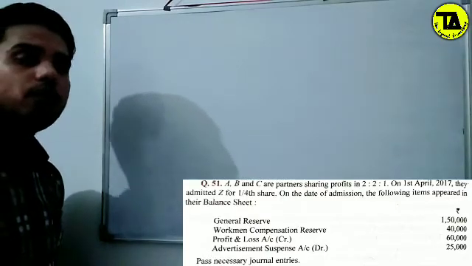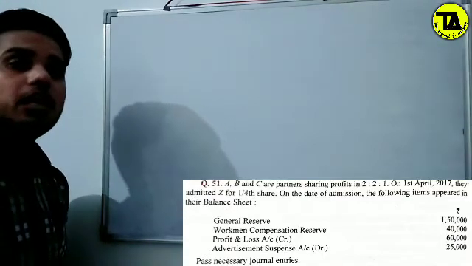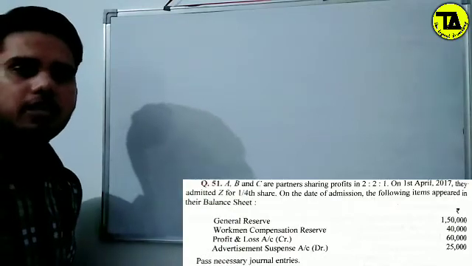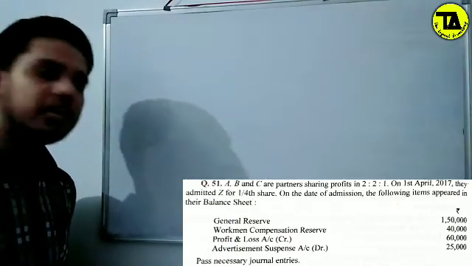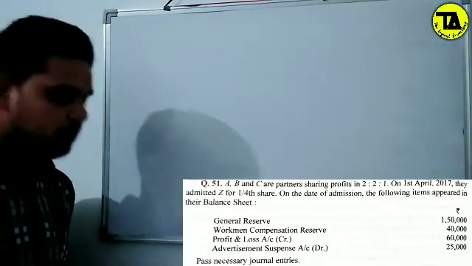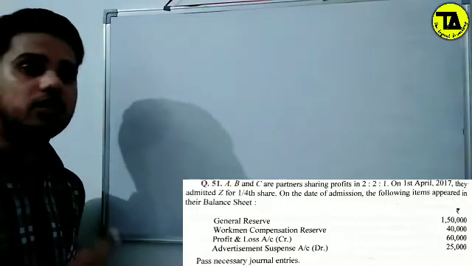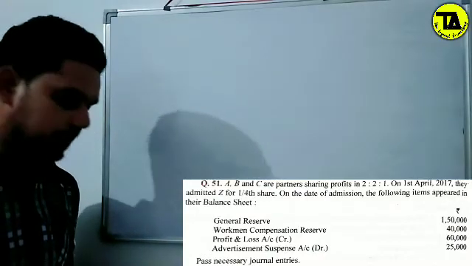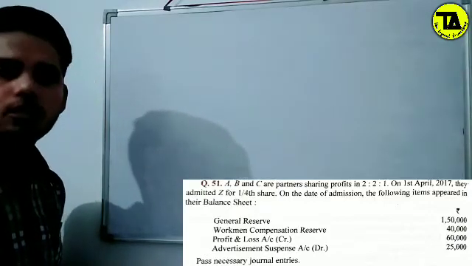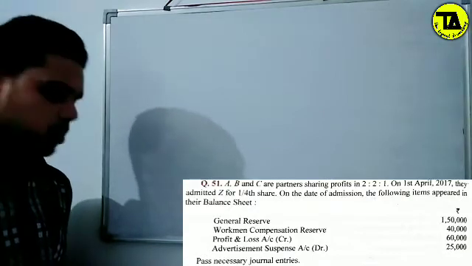We know that profit and loss account can be either accumulated profit or accumulated loss depending upon whether it has a debit balance or credit balance. Here in the bracket it is written as credit, which means it is accumulated profit. So right now we have two accumulated profits: one is general reserve, the other is profit and loss account credit balance. Next is advertisement suspense account debit balance. We know advertisement suspense account is accumulated loss.